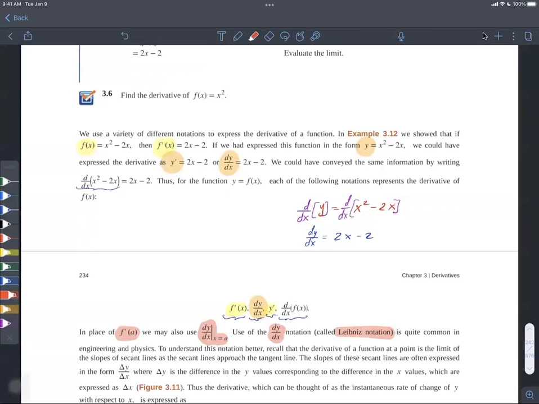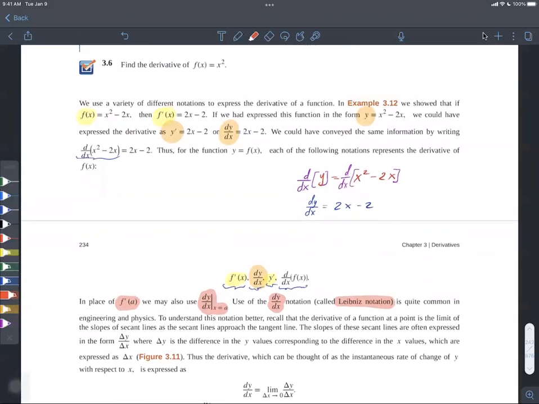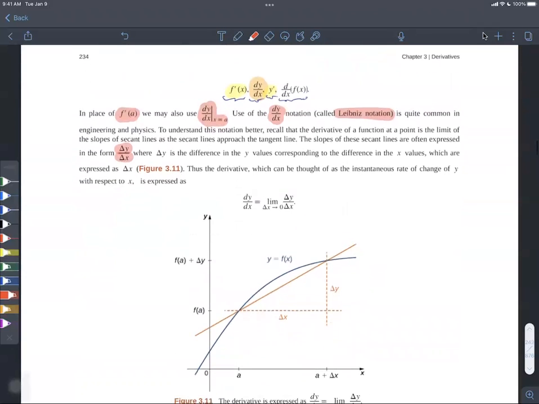To understand this notation better, recall that the derivative of a function at a point is the limit of the slopes of the secant lines as the secant lines approach the tangent line. The slopes of the secant lines are often expressed in the form delta y over delta x, where delta y is the difference in y values corresponding to the difference in the x values, which are expressed as delta x. Thus, the derivative, which can be thought of as the instantaneous rate of change of y with respect to x, is expressed as dy dx is equal to the limit as delta x approaches 0 of delta y over delta x. Okay, so just notation there.